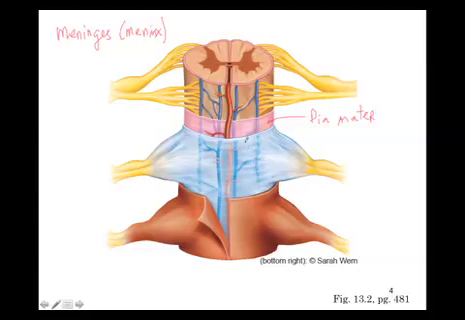That's analogous to the visceral layer, like the visceral peritoneum, or the visceral pericardium, or the visceral pleura that's on the surface of the organ. This pia mater would be analogous to that, because it's right on the surface of the spinal cord.